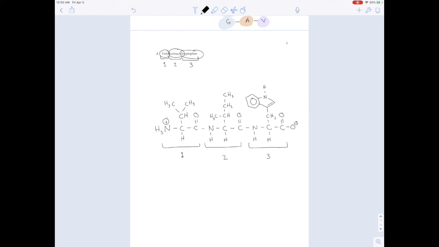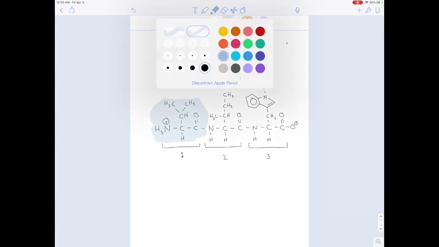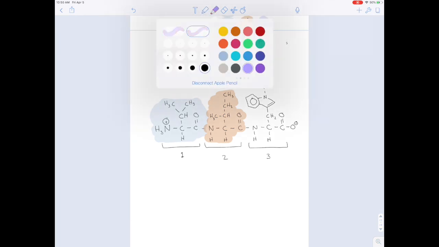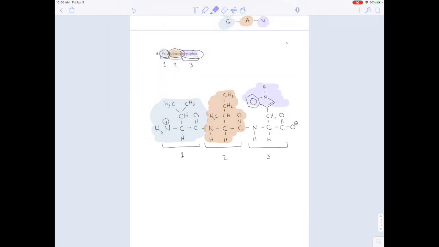And that is our peptide. This is made of 3 amino acids, so this is going to be a tripeptide. Valine is this part right here. Isoleucine is this part right here. And tryptophan is this last part right here. And so this has 1 peptide bond, 2 peptide bonds. And that is made of 3 amino acids, so it's a tripeptide.